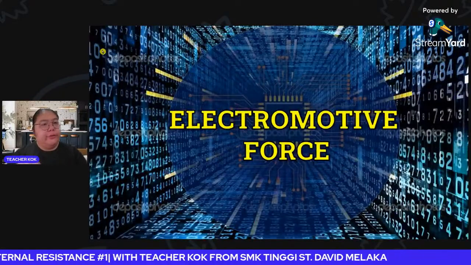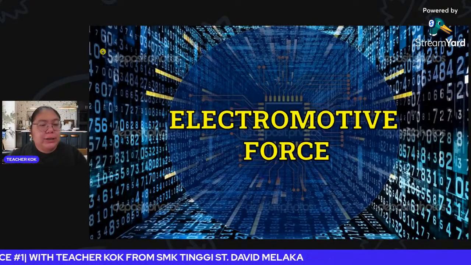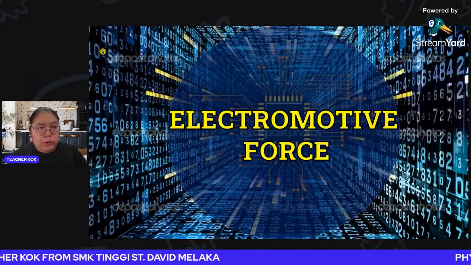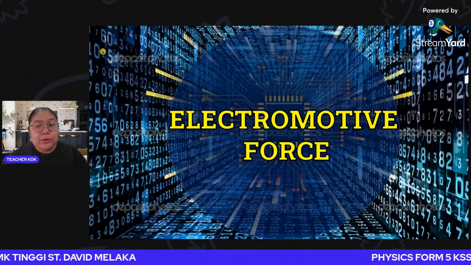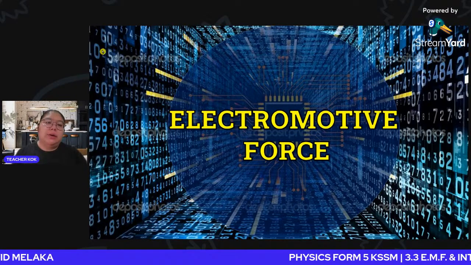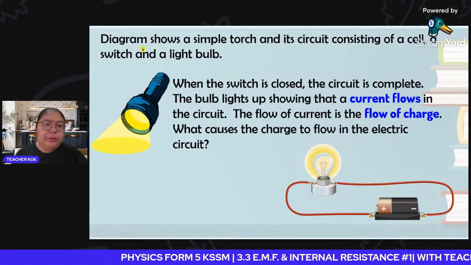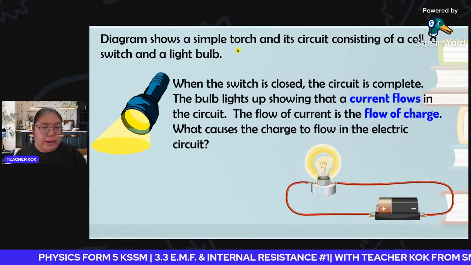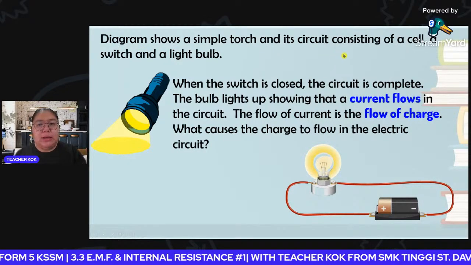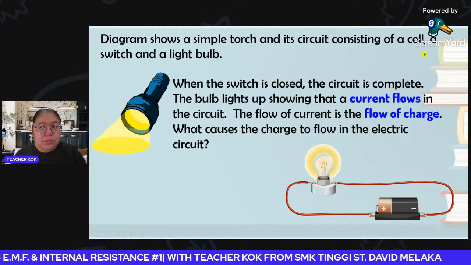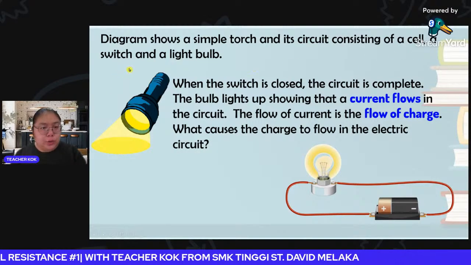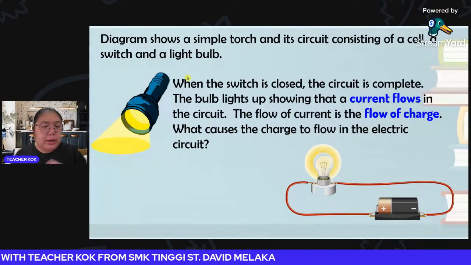So the first one, EMF, the name we call it is electromotive force. Okay, electromotive force. Then let's see the diagram. The diagram shows a simple torchlight and its circuit, consisting of the cell, or battery, the switch, and also the light bulb. Okay, torchlight.